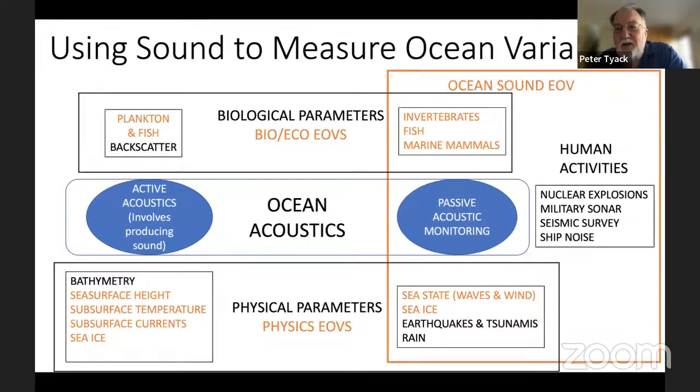And just to be really clear, the Ocean Sound Essential Ocean Variable only involves passive acoustic monitoring. It's monitoring in the ocean for sounds produced by things in the ocean. And that it also includes human activities, which are not part of the global ocean observing system, but we view as quite important to think of in terms of stressors, and they may be dominant sources of noise in some frequency ranges in the ocean.